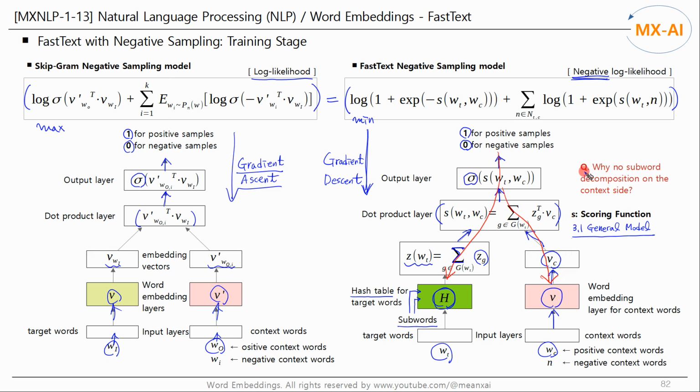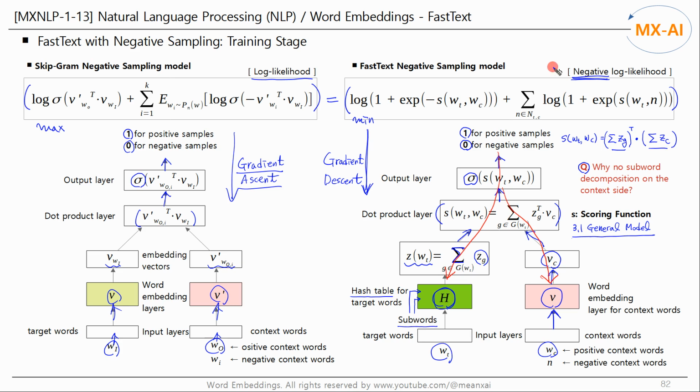Now let's think about the following question. Why doesn't FastText decompose context words into subwords? The biggest reason is computational efficiency. If context words were also decomposed into subwords, the scoring function would need to look like this. In this case, all subword vectors would need to be summed together, which becomes much more computationally expensive when negative sampling is used. This is because in negative sampling, many more negative context words are sampled than positive ones.